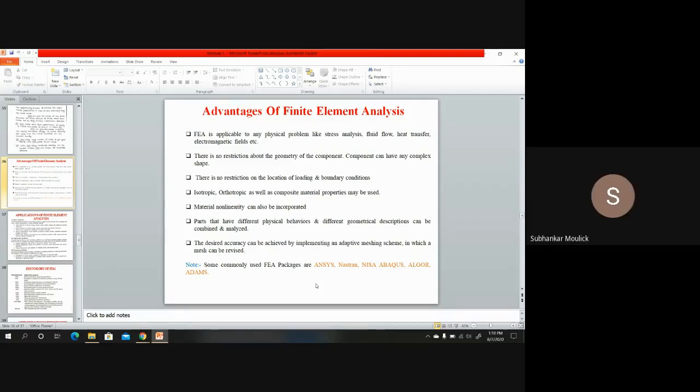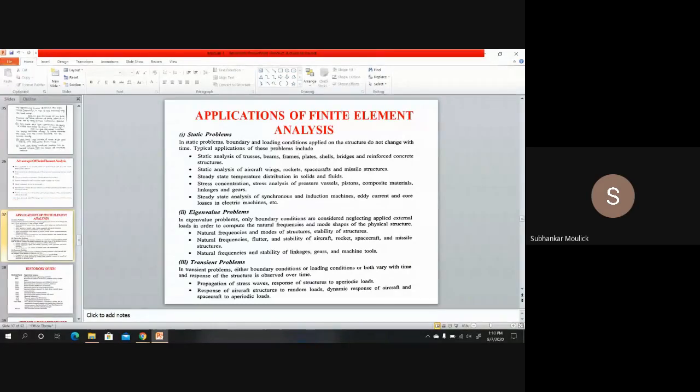Okay, fine. Next, let us come towards the application areas of finite element analysis. That means what kind of problems we can solve or deal with using finite element analysis. Basically, we can solve three types of problems. First one is static problems. Second one is eigenvalue problems, and third one is transient problems. Transient problems are not in my syllabus. We will be dealing with static problems as well as eigen problems.